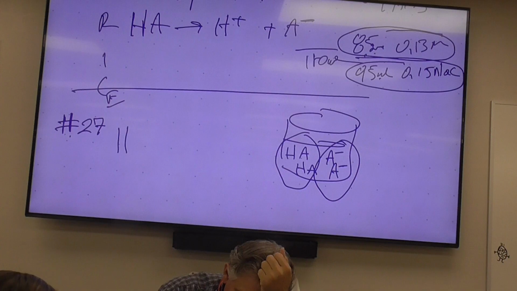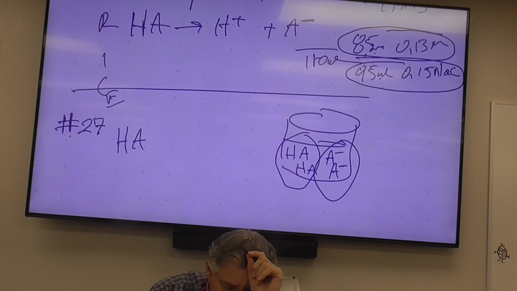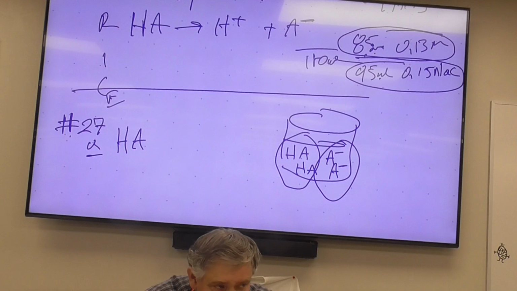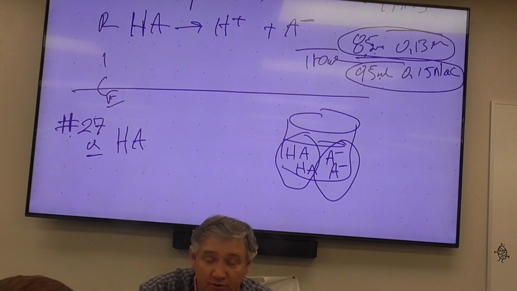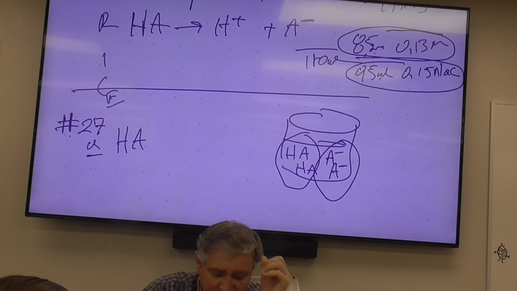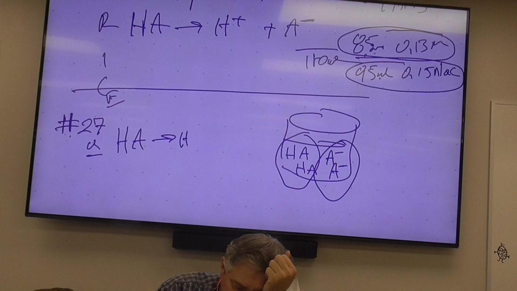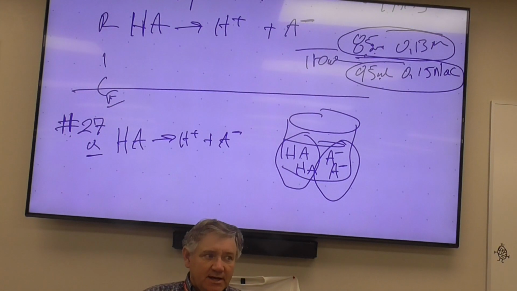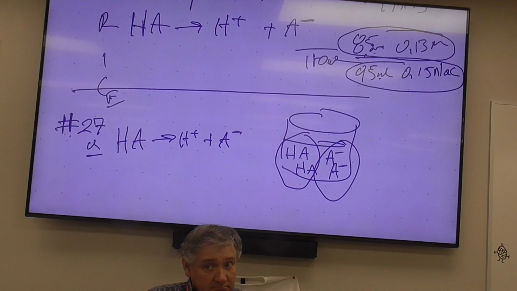So if you look on this, initially on 27A, again, do not put hydroxides, do not put hydronium ion. You haven't added anything to it. This is just a straight ionization. HA turning into hydronium ions and anions. That's it, okay? Nothing else. There's no hydroxides, there's no acid, there's just this.